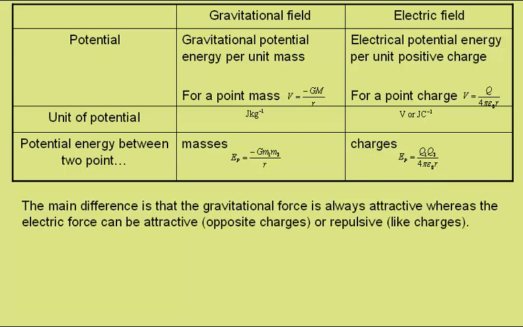The main difference is that the gravitational force is always attractive. There's no such thing as negative mass, whereas the electric force can be attractive if we have opposite charges, or repulsive if we have like charges.